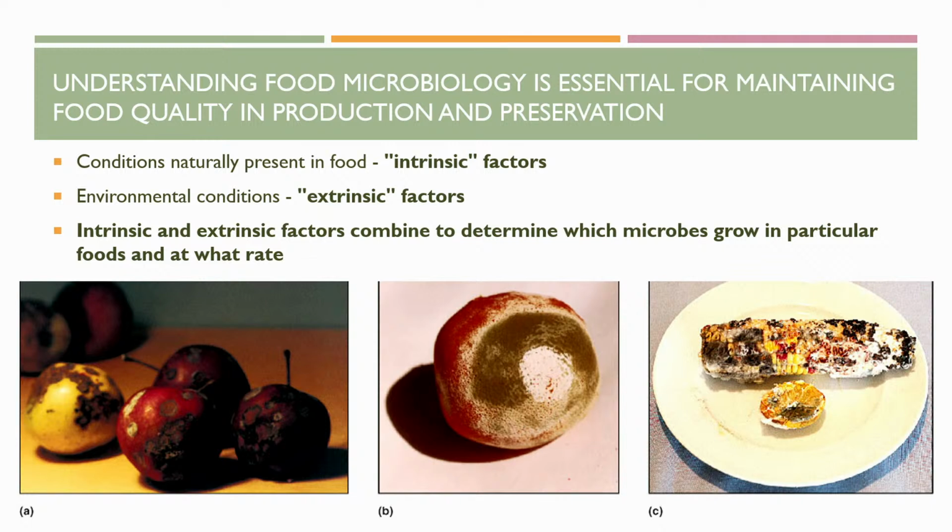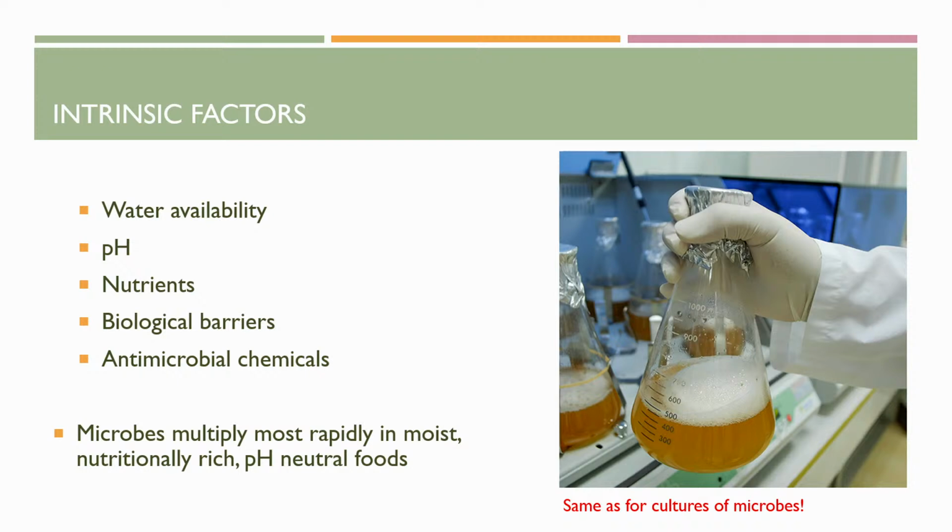So pH can be an extrinsic factor, but it could also be an intrinsic factor. It can literally be the pH of the food that you have. So another one obviously that we talked about is water availability, nutrients, any biological barriers, and if there's any antimicrobials that are being produced by the bacteria.